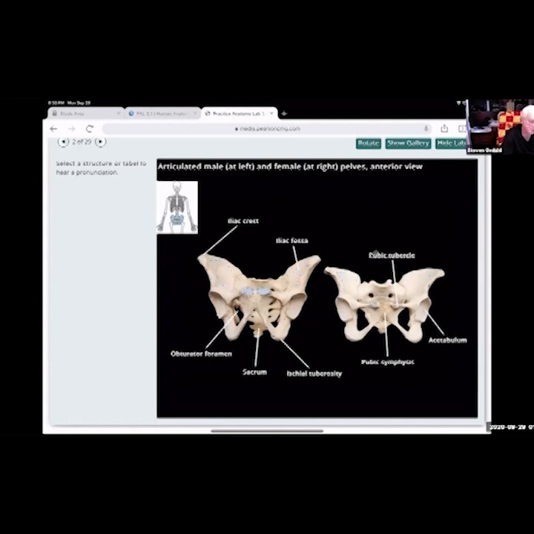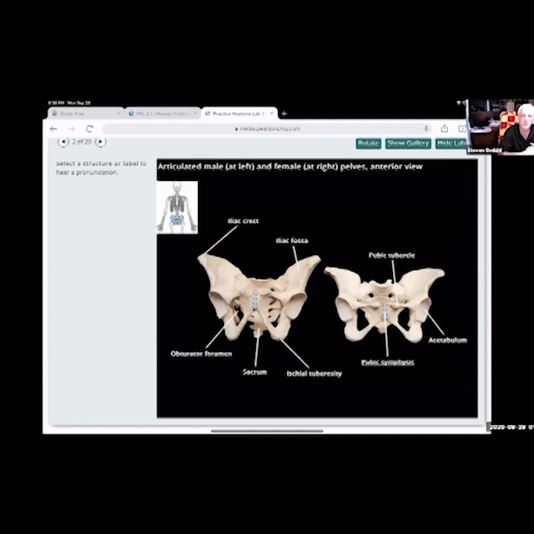You see the pubic tubercle, which are extensions of the bones that stick out. The acetabulum is the hip joint. That's where the head of the femur articulates with the pelvis. You see the pubic symphysis, which is the junction of the two pubic bones. You see the pelvic angle just below the pubic symphysis.